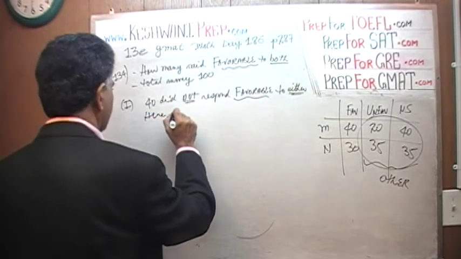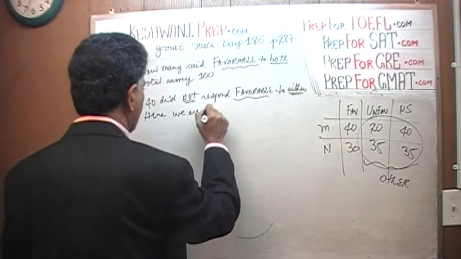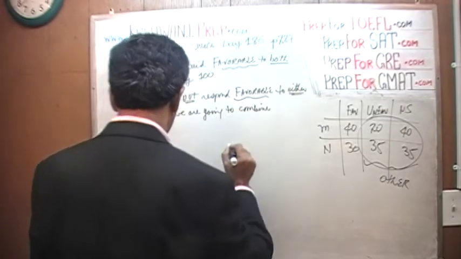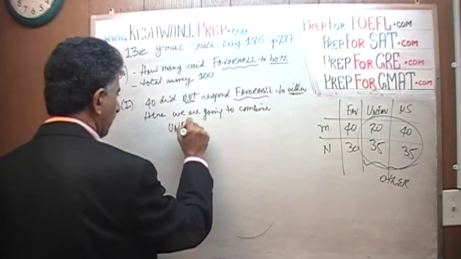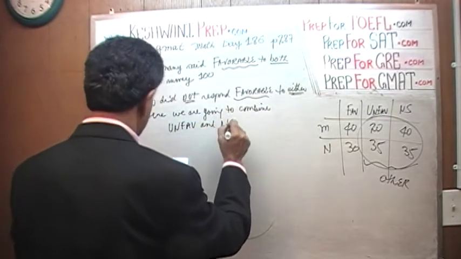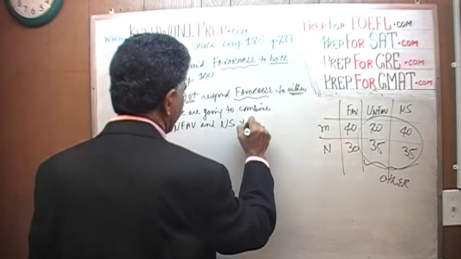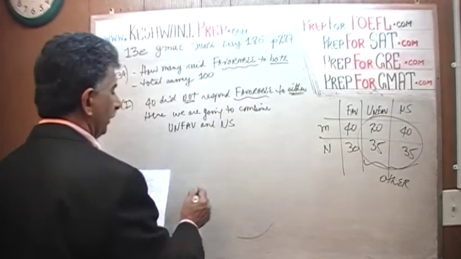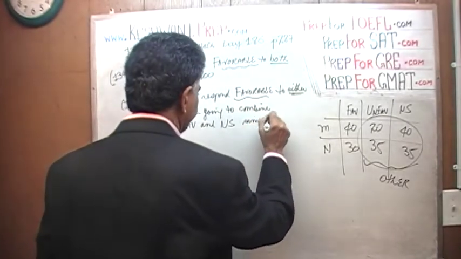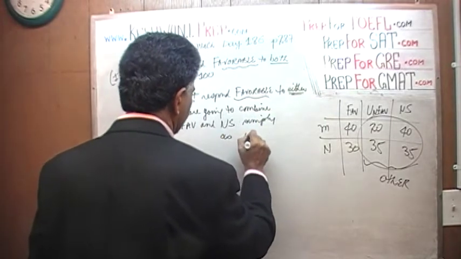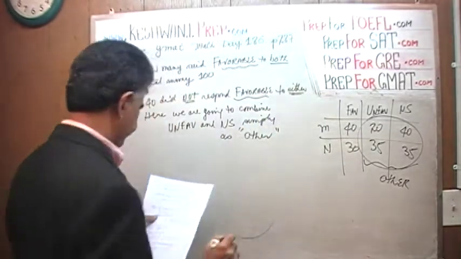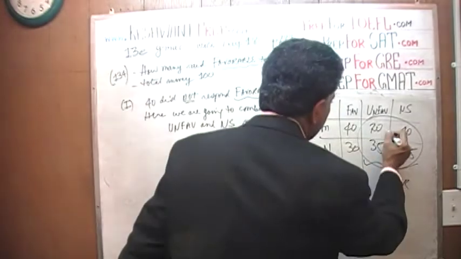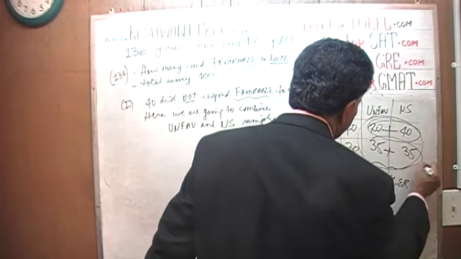We're going to combine unfavorable and not sure simply as other. So let's find out what the other falls here. The other would be 20 plus 40 and 35 plus 35.